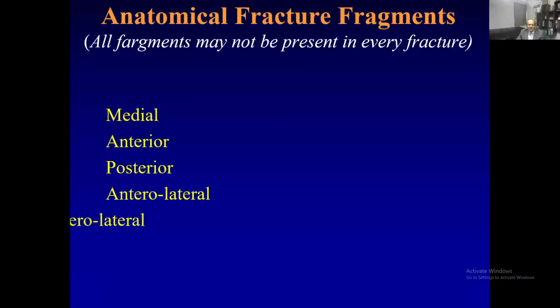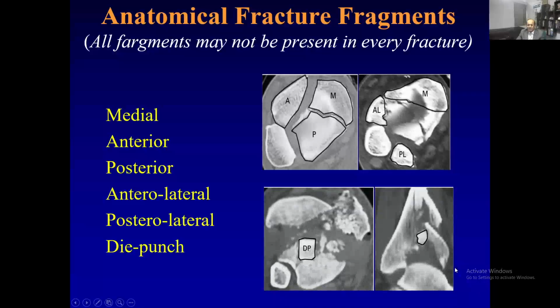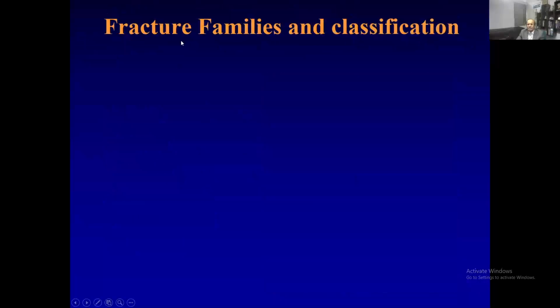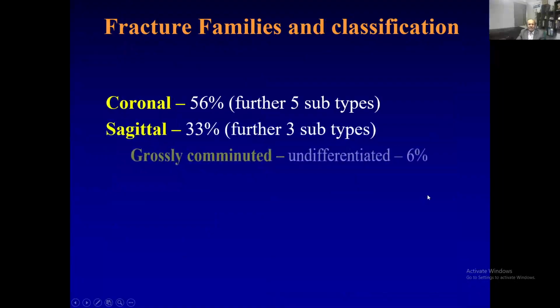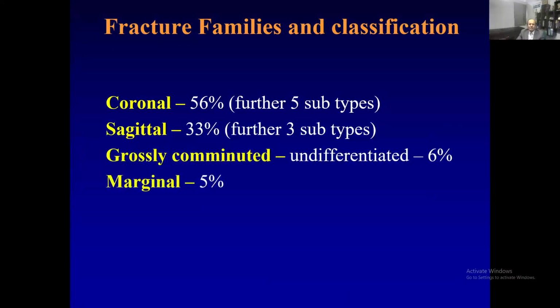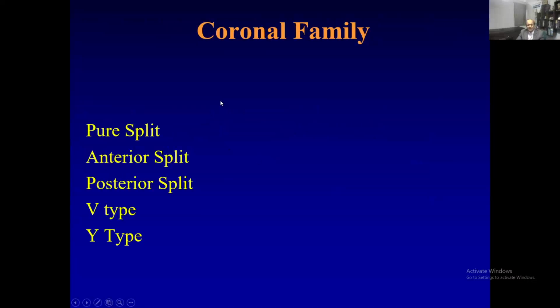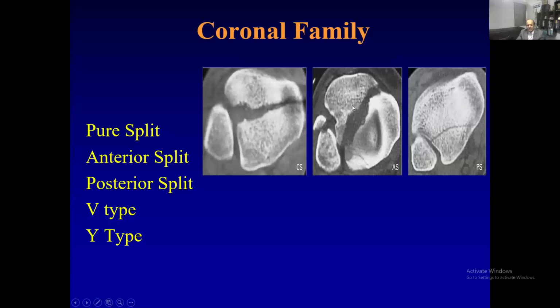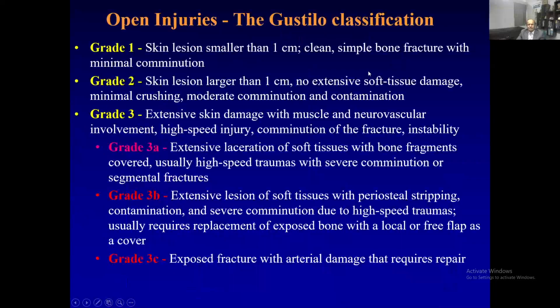The fracture fragments can be medial, anterior, posterior, anterolateral, posterolateral, and then there is a die punch fragment type. All the fragments may not be present in every fracture. The families are coronal, sagittal, and then grossly comminuted, which are undifferentiated, and maybe marginal fractures. Coronal fractures have further five types depending on the fracture pattern, and similarly, the sagittal family of fractures also has three types depending on the fracture pattern.